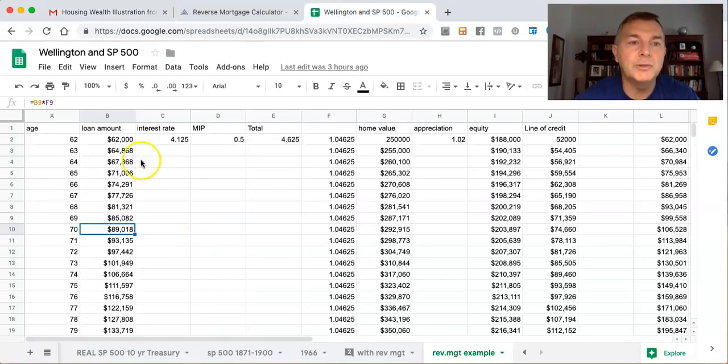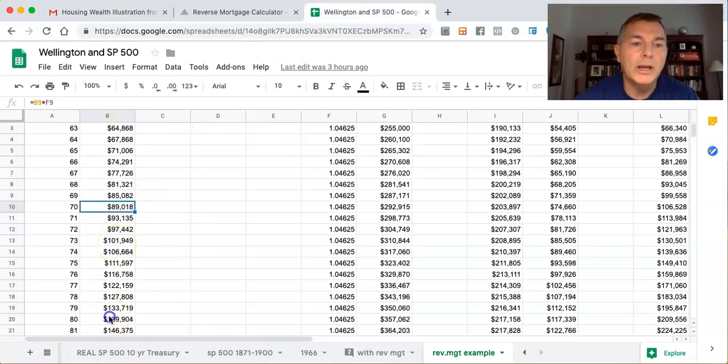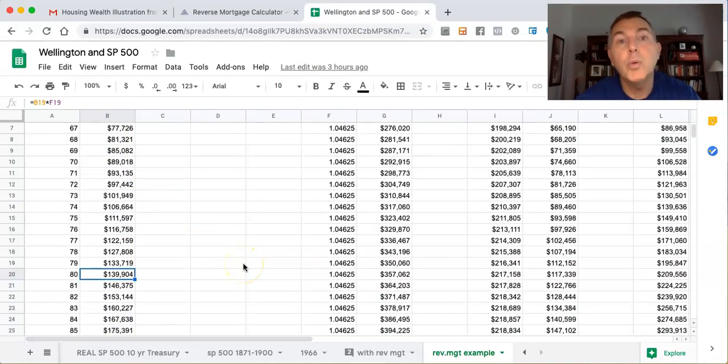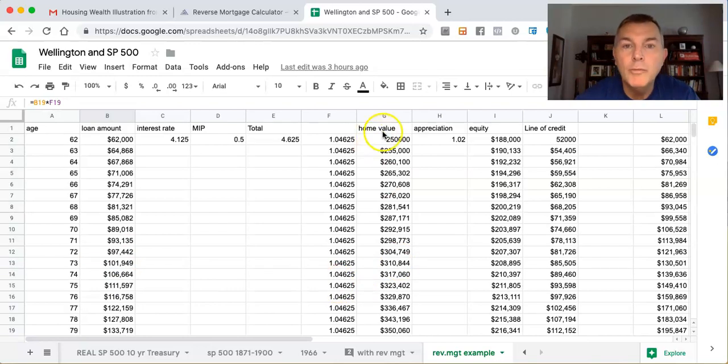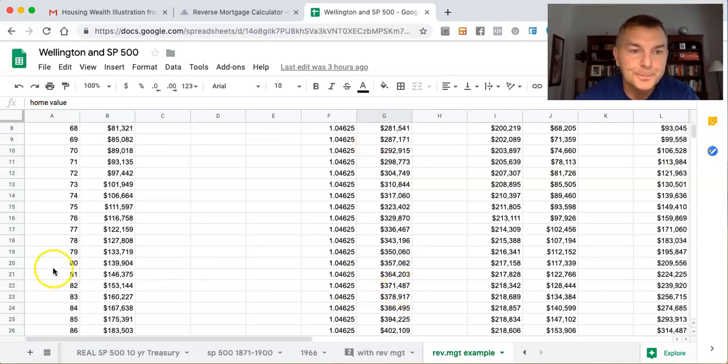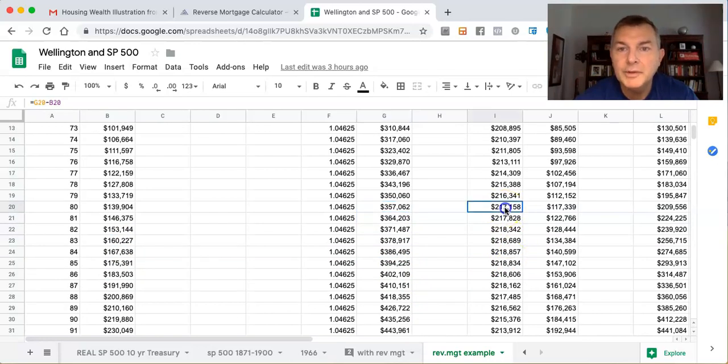So if we go here, this is my spreadsheet. By the time I'm 80 years old, I owe $139,000, which is more than twice of what we borrowed, at 4.625 interest. My home value, I'm just using 2% appreciation, at 80 right here is $357,000. So I still have, I think that's my equity, yeah, I still have $217,000 of equity. I haven't come anywhere near not having enough money, or the loan being worth more than my equity. Not even anywhere near that.